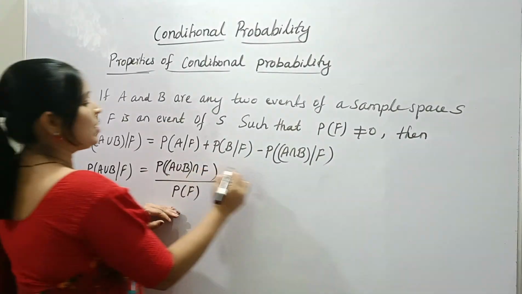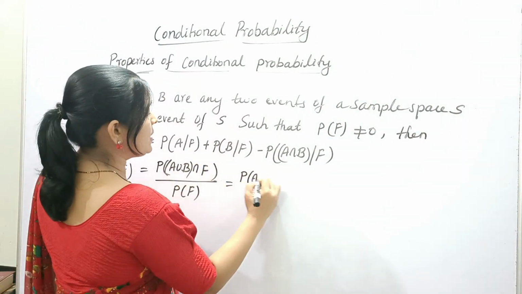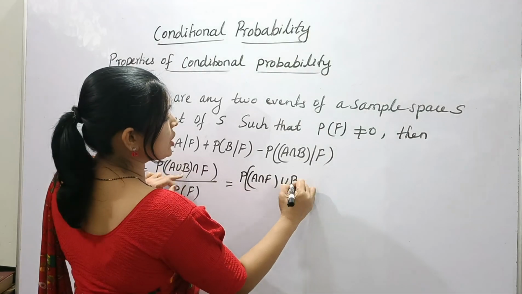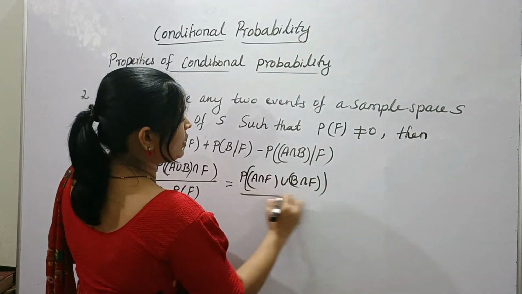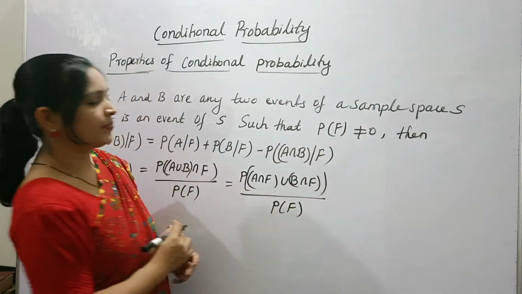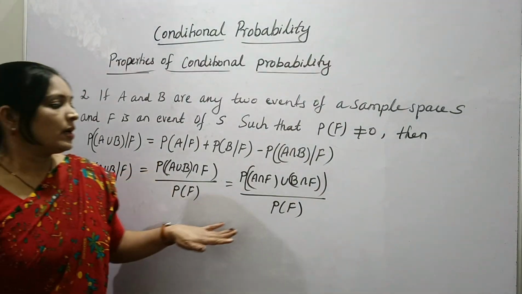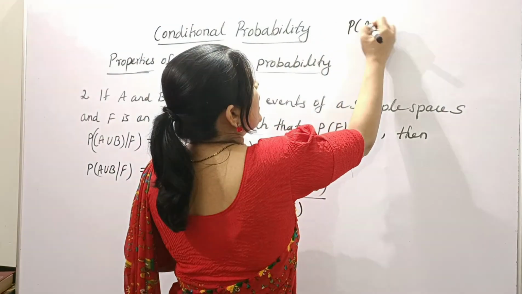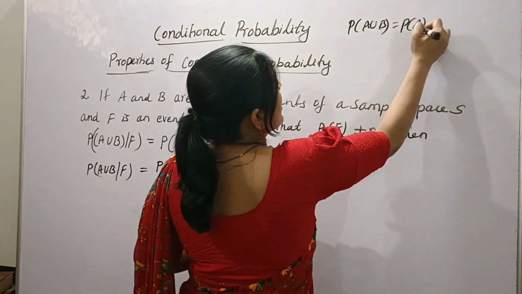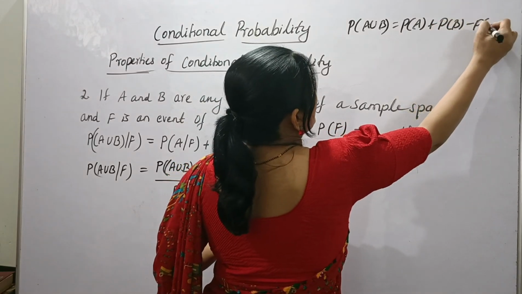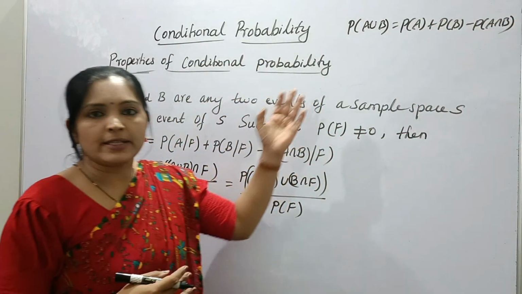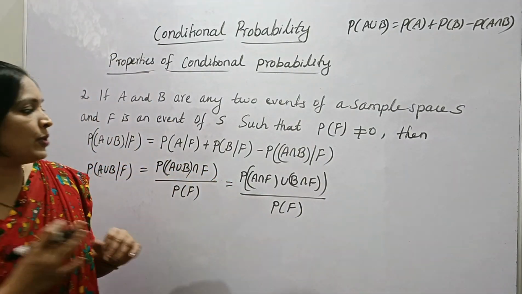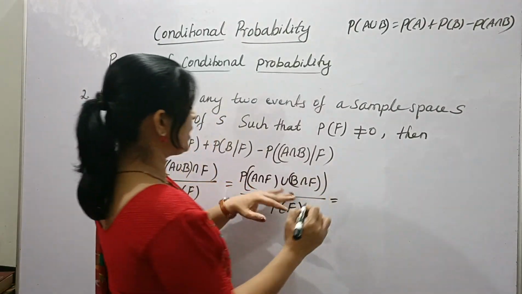That is equal to probability of (A intersection F) union (B intersection F) divided by probability of F, right? So here, what is probability of A union B? Probability of A union B is nothing but probability of A plus probability of B minus probability of A intersection B. We have already studied this, right? So let's apply this formula here.